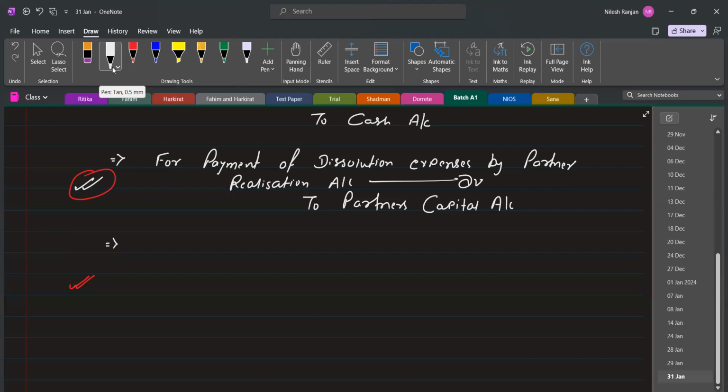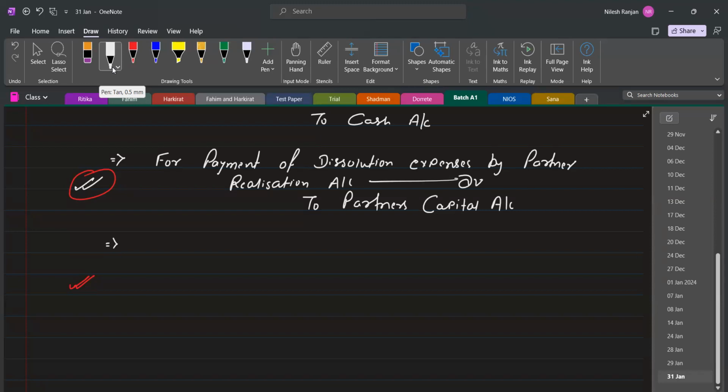So will it be the same? No. Sir, I'm not sure. Okay. So the partner is paying the amount, and in return, the firm will not pay. Firm will not pay anything. So it has nothing to do with the firm. So the firm will not pass any journal entry for this.